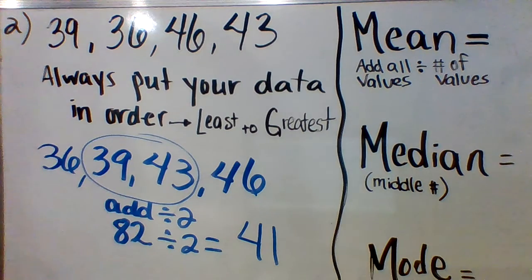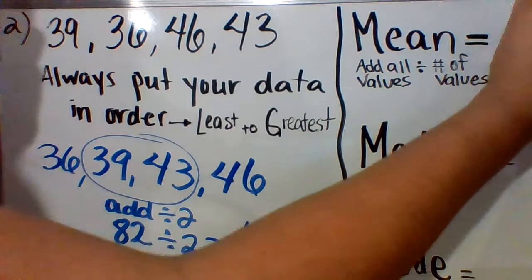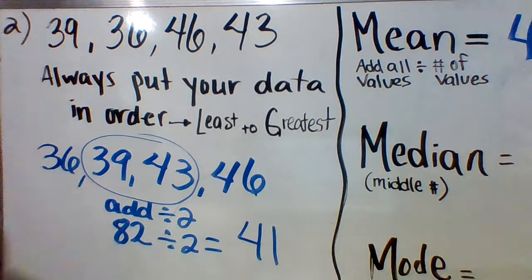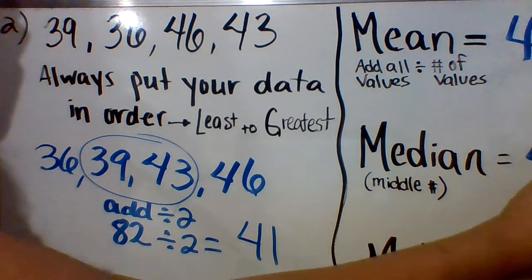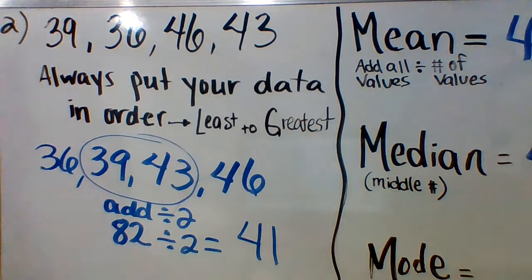So, I'm sorry, I didn't write down my answer earlier. Our mean was 41, and our median is also 41. So it ended up being the same answer. That happens sometimes. So we have both the mean and the median being 41.